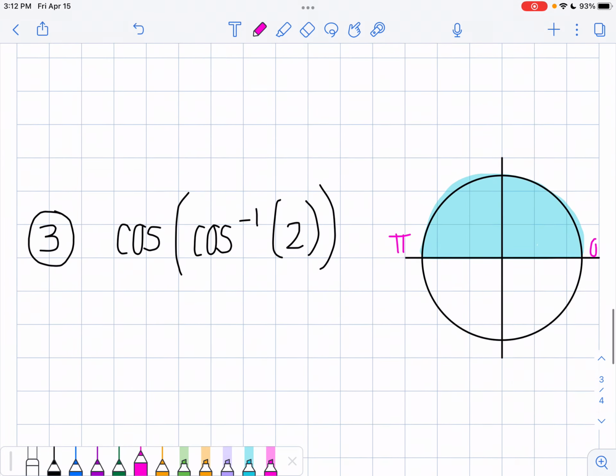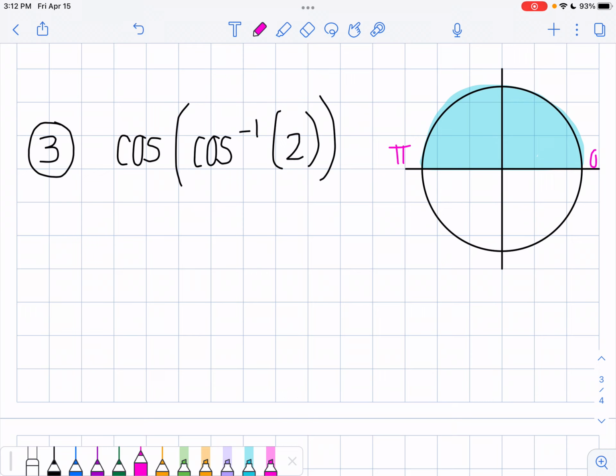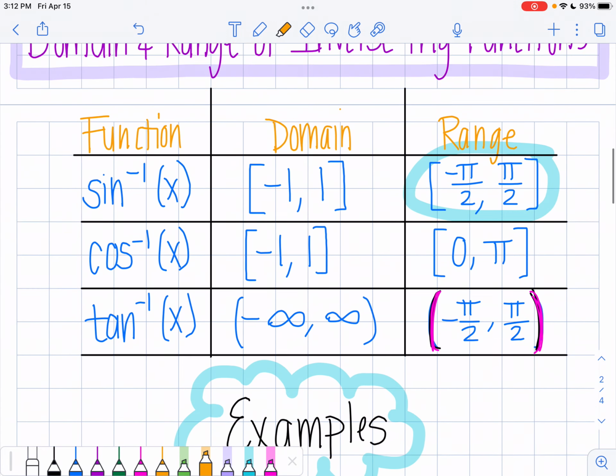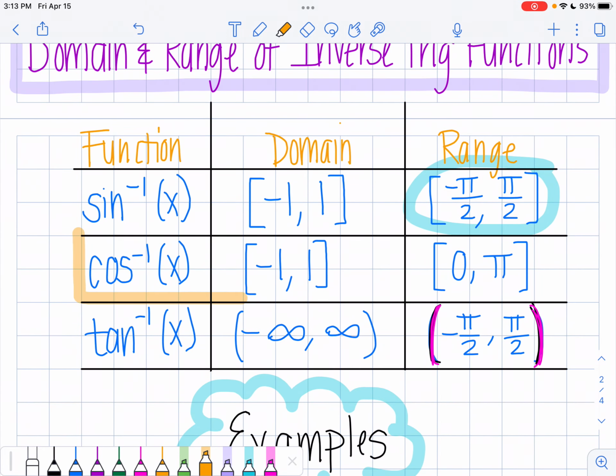Now, the last one's a teeny bit different because you'll notice that we have the inverse cosine first. So I'm going to first check to see if this is going to give me a value. It doesn't matter what the value is. So the inverse cosine of 2. So I'm going to come up here and check this line right here. Can I evaluate the inverse cosine of 2? So the question is, does 2 fall under my restricted domain?